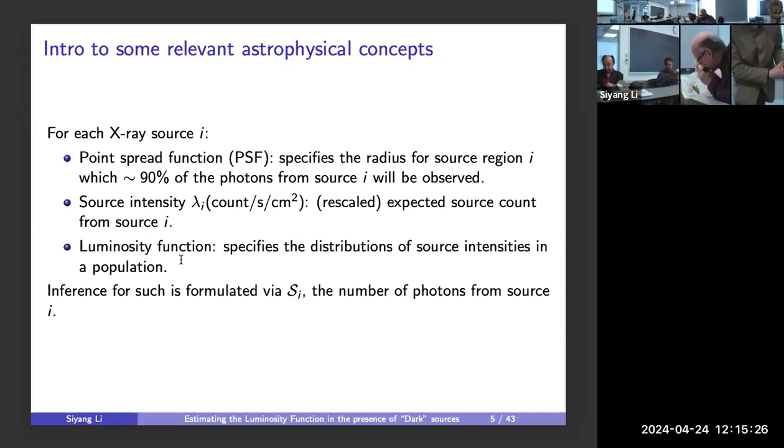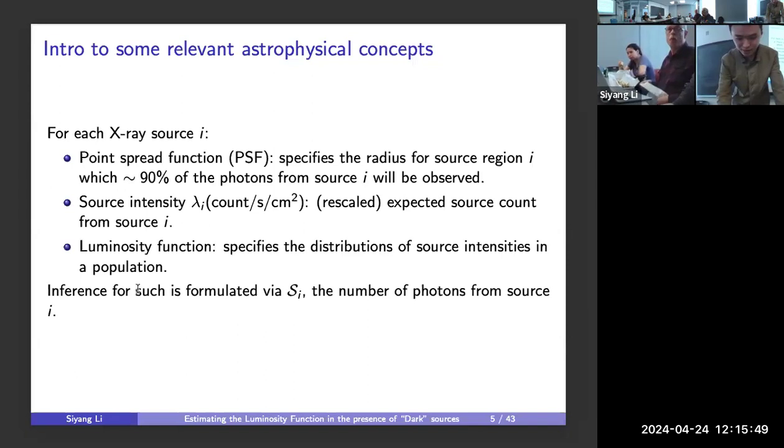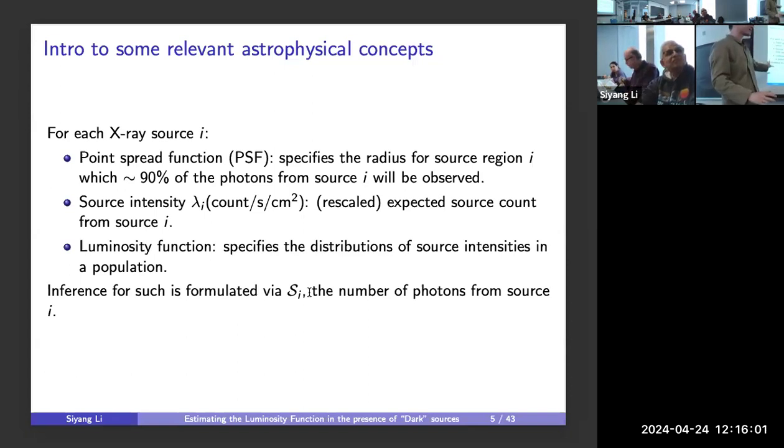And the next one is the source intensity for each X-ray source. That's the expected source count for each X-ray source. And the third one is the luminosity function that gives the distribution of the source intensity seen in an X-ray source population. And finally, as a remark, the inference for the source intensity parameters, lambda_i here, is via the S_i, which is the number of photons from each source, by the formulation of our model.